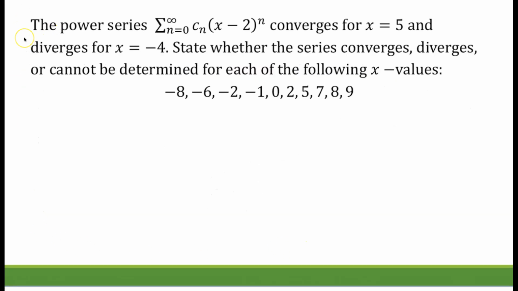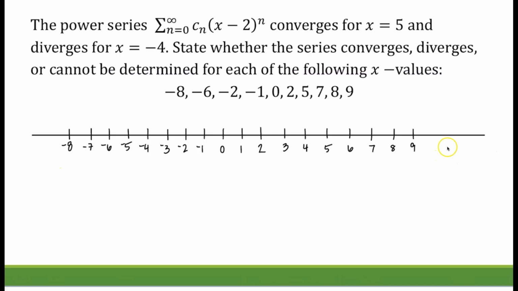Now we're going to look at a really generic example of a power series, the sum n equals 0 to infinity of some c sub n, we're actually not given that function of n here, times the quantity x minus 2 to the n. And we're told that this power series converges for x equals 5 and diverges for x equals -4. So with just those pieces of information, we are now being asked to state whether the series converges, diverges, or cannot be determined for each of the following x values.